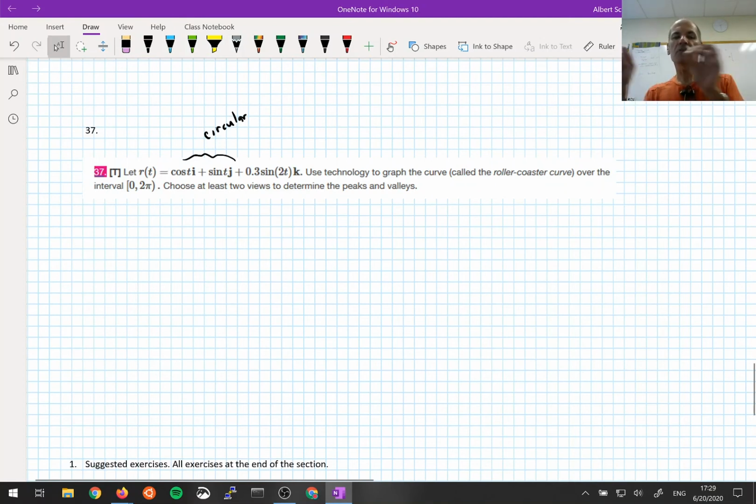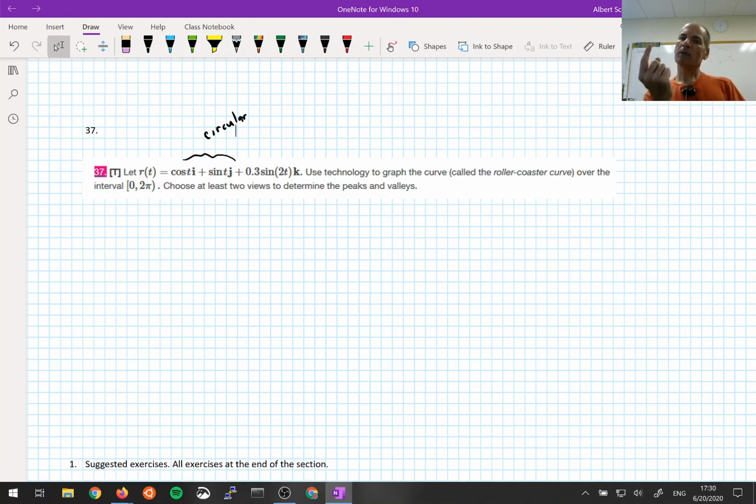So when I plot this thing in GeoGebra, I'm going to orient the axes and look straight down from above. And when we do that, we should see a circle centered at the origin of radius 1. Now you might ask yourself, okay, so this thing's moving around in a circle in the plane, but it also has this k component, which is causing it to move up and down.